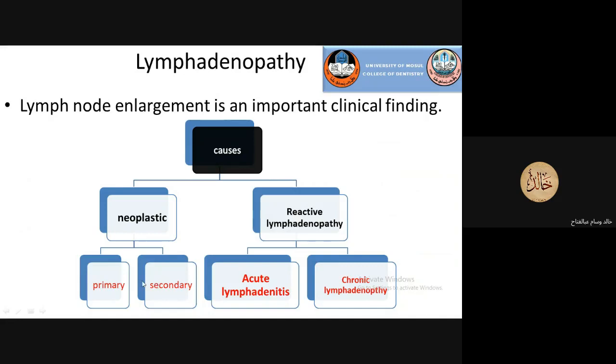And why is there a secondary tumor? Because the lymph nodes are considered a station where the foreign agents are entrapped. Okay, and many tumors or many malignant tumors can metastasize through the lymphatics and may reach the lymph nodes. Okay, so the differential diagnosis is either reactive or neoplastic. Reactive could be acute or chronic. Neoplastic could be primary tumor or secondary metastasis to the lymph nodes.